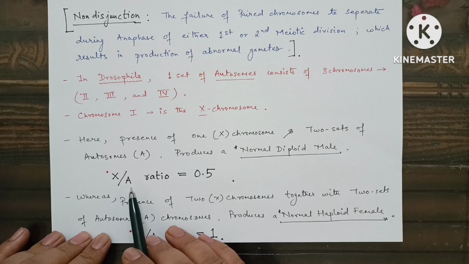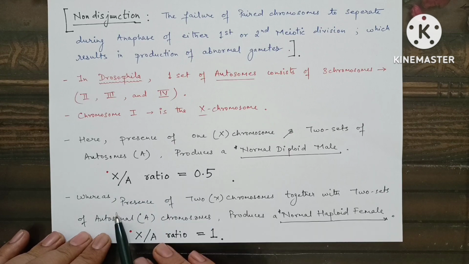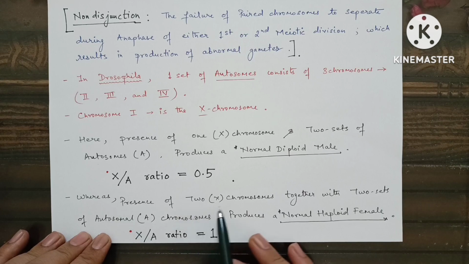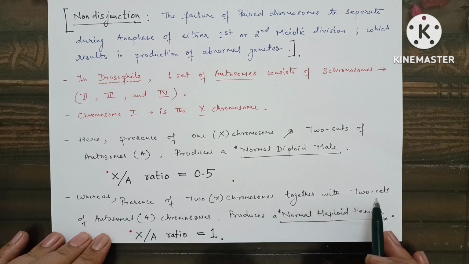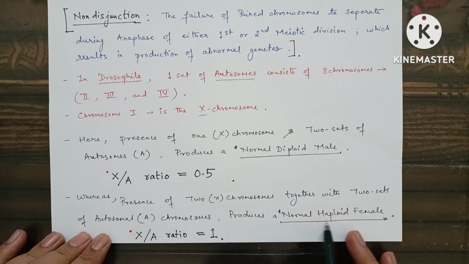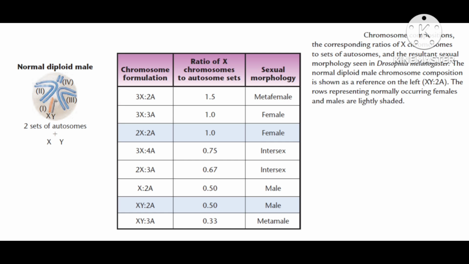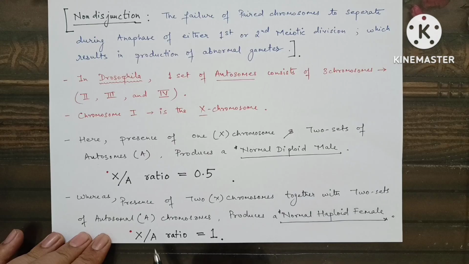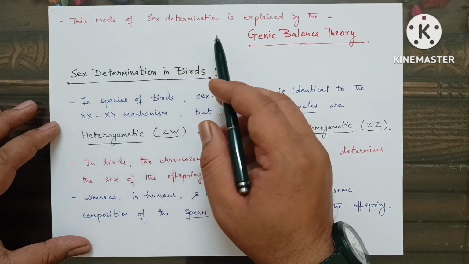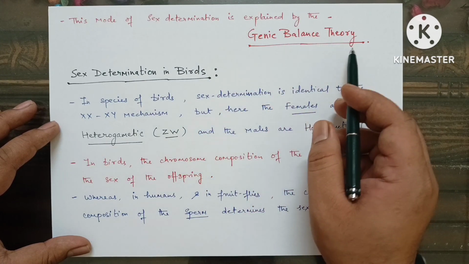X to autosome ratio would be equal to 0.5, whereas presence of 2 X chromosomes together with 2 sets of autosomal chromosomes produces a normal diploid female Drosophila. X to autosomal ratio would be equal to 1. This mode of sex determination is explained by the genic balance theory.